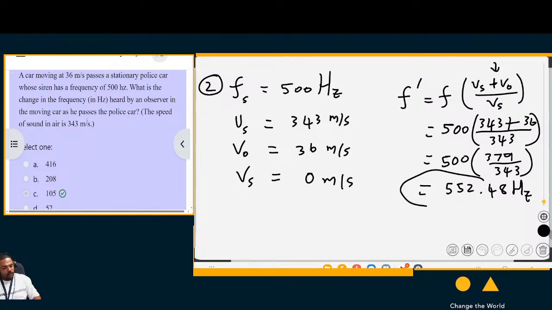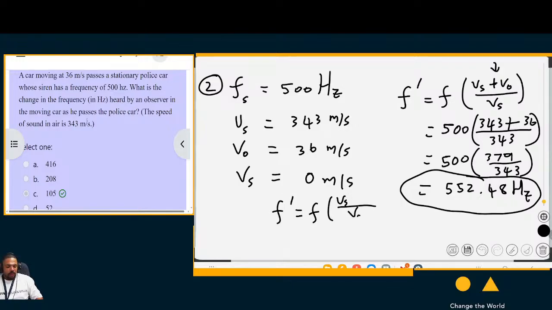552. Okay. Now the next question is, what is the change in frequency heard by an observer as the power passes the source? So this is as they are moving towards the source. Now, what's the frequency as they are moving away? Because we want the change in the frequency that the observer hears. Now, the frequency as they are moving away uses the speed of sound again, but this time the observer is moving away.